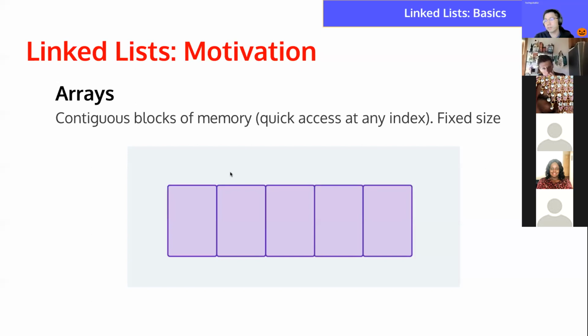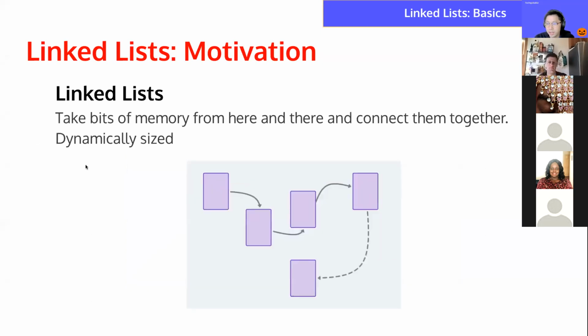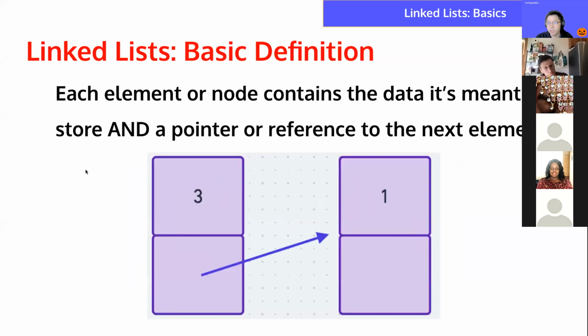We already learned the other data structure, arrays. Just as a quick review, an array is a contiguous block of memory with fixed size, which allows us quick access to any element given a certain index. Linked lists are different because they take bits of memory from here and there, connect them together, and they're dynamically sized. This property offers us different advantages at different times, and we'll get into that in a moment.